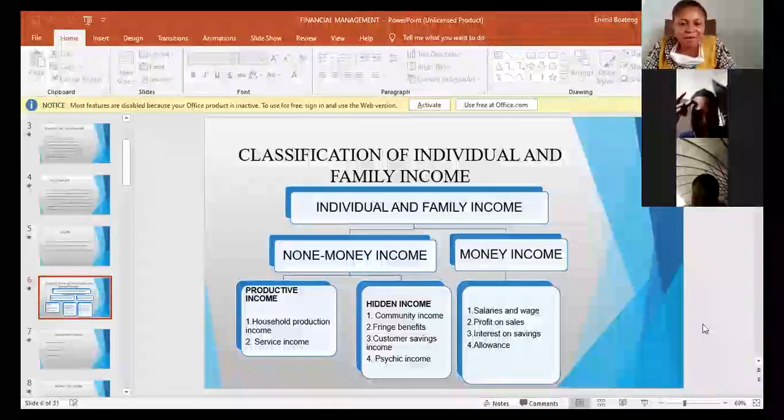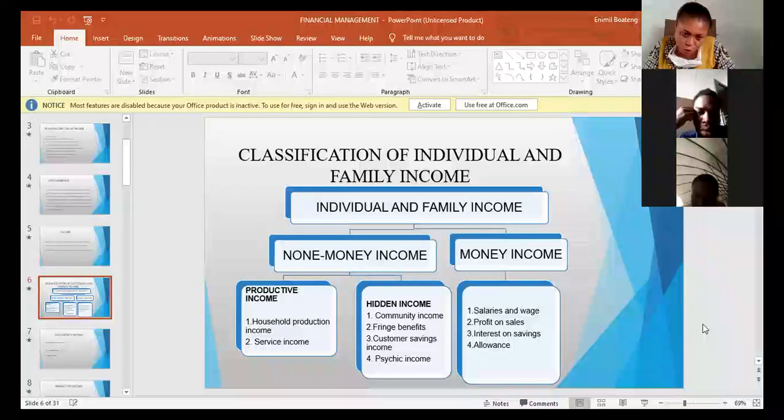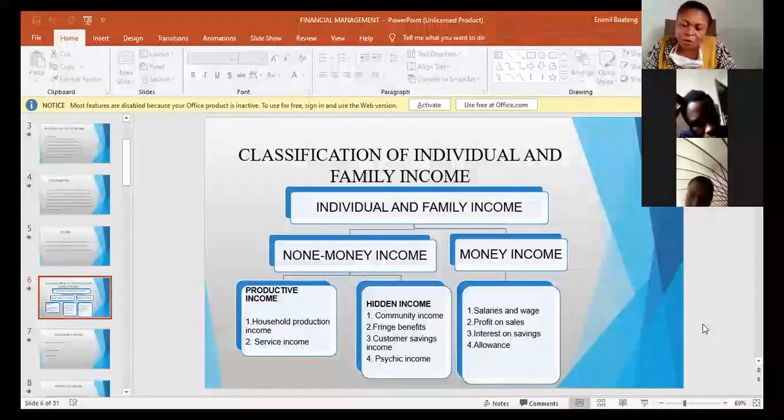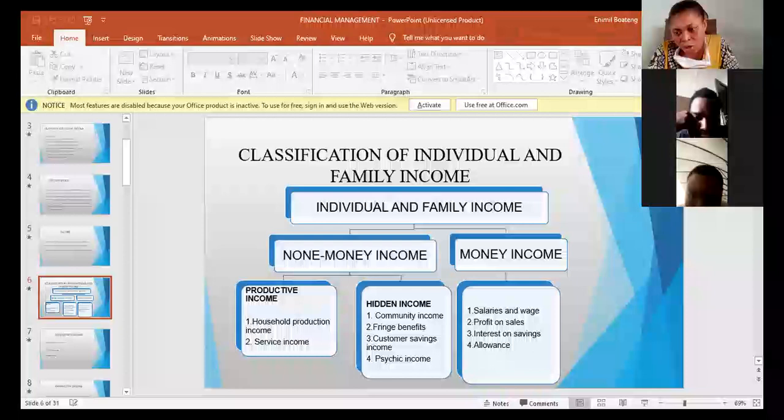The productive income is also in two categories: the household production income and the service income. And then we have a second category of non-money income, which is hidden income. Some of the categories under hidden income are community income, fringe benefits, customer savings income, and psychic income. So we'll be looking at this one by one, and we'll start from the non-money income.